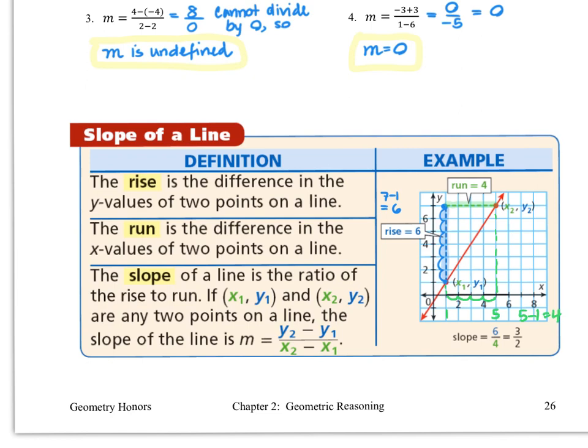Anyhow, the slope is going to be the ratio or the fraction of rise to run, meaning rise over run. That means we find the difference of the y's and put that in the numerator, and the difference of the x's and put that in the denominator. That's going to be our formula for slope.